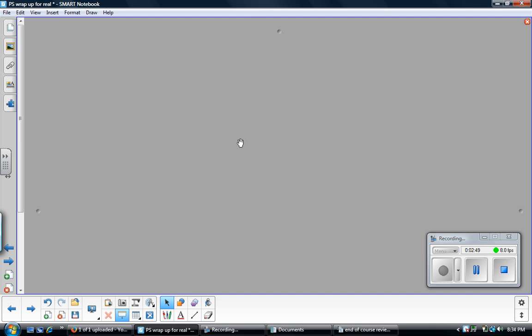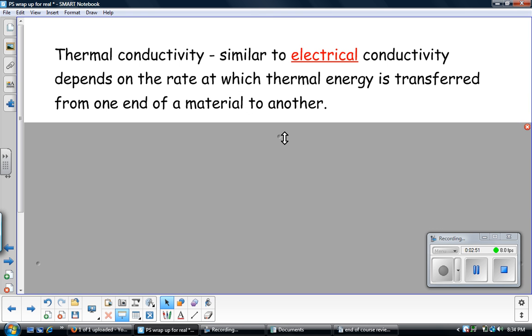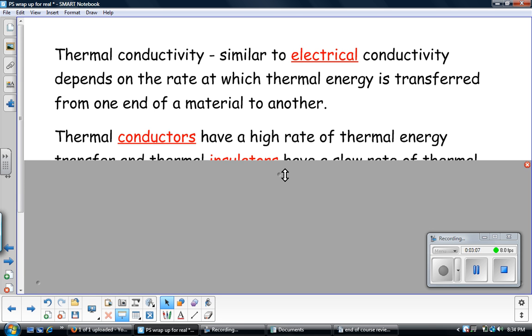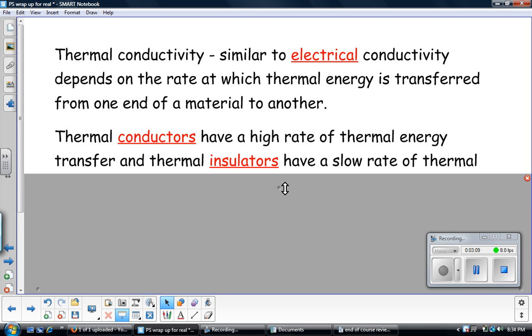Alright, we learned in our electricity chapter about electrical conductivity. Thermal conductivity is very similar. Just like electricity can move through some things better than it can through others, heat can move through some things better than it can through others. We refer to this as thermal conductivity. If something is a thermal conductor, then heat can move through it very well. If something is a thermal insulator, heat can't move through it very well.